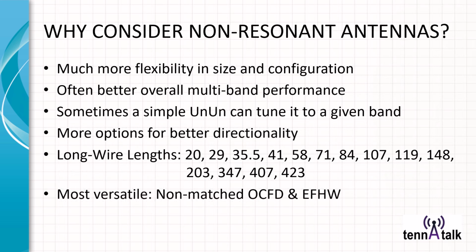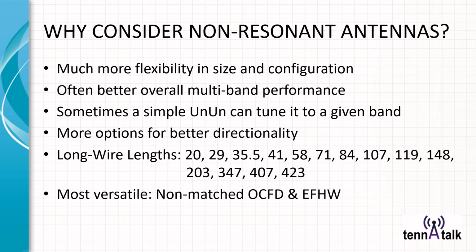So why consider resonant antennas at all? Well, you get much more flexibility. They're often better for multiband performance. Sometimes a simple unun can tune it to a given band if you've got mostly R value differences and the jX value is close to 0. You have more options for better directionality. There's a lot more flexibility with it.